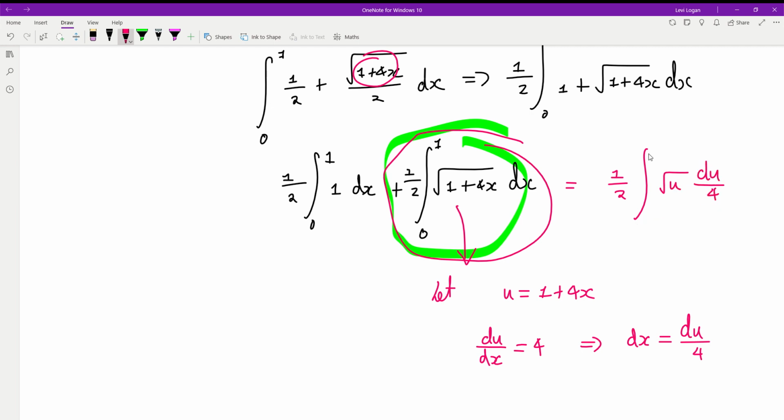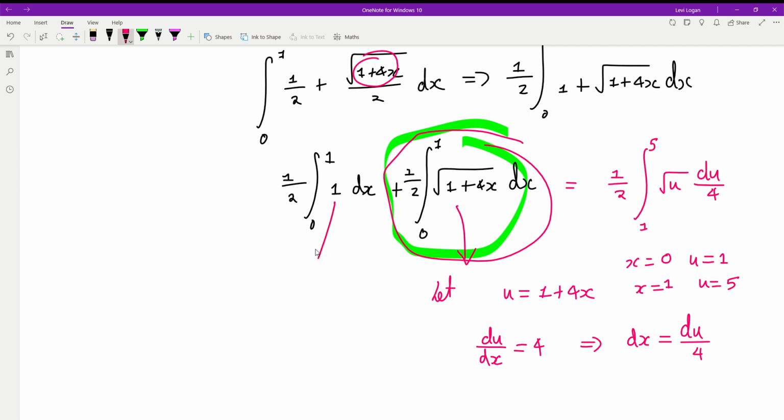Now we've got to change our bounds pretty much because I'm not going to go back. So when x equals 0, plug that into here, u equals 1. So all I did was put the 0 here, so I had 1 plus 4 times 0, so it gives me 1. When x is equal to 1, put the 1 there, u will be equal to 5. So our new bounds is 1 and 5.